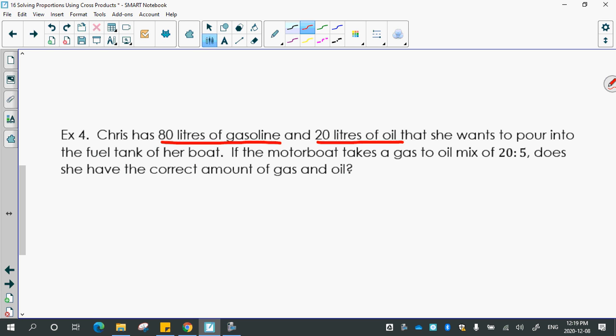All right, so Chris has 80 liters of gasoline and 20 liters of oil that she wants to pour into the fuel tank of her boat. So we're going to make a fraction out of it, 80 over 20, and let's just remember that this means gas, the top number, and oil is the bottom because order matters. So I always try to make a little either words or units, something that lets me know that the top represents gas and the bottom represents oil. Okay.